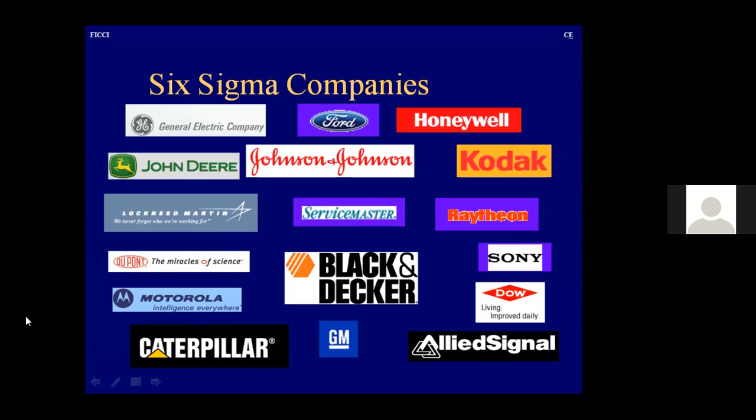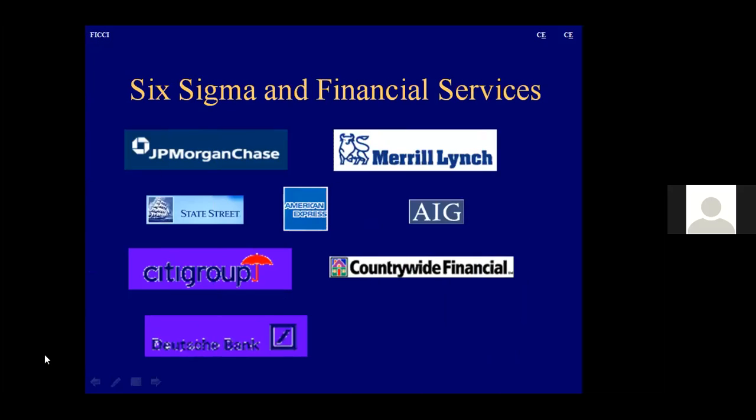So General Electric, Ford, Honeywell, Johnson and Johnson, John Deere, then Motorola, Black and Decker, Sony, Caterpillar, GM, they have all adopted it. Some of these are manufacturing, many of these are service industries. They've all worked on Six Sigma. Then financial services; Six Sigma is finding application in the transport sector, the waste management sector, in other service sectors like education, even in the financial or banking system. And these are some of the companies where Six Sigma has fared well and been adopted.